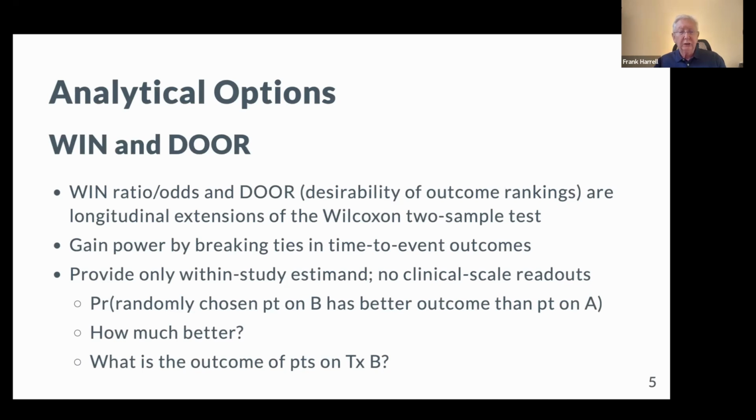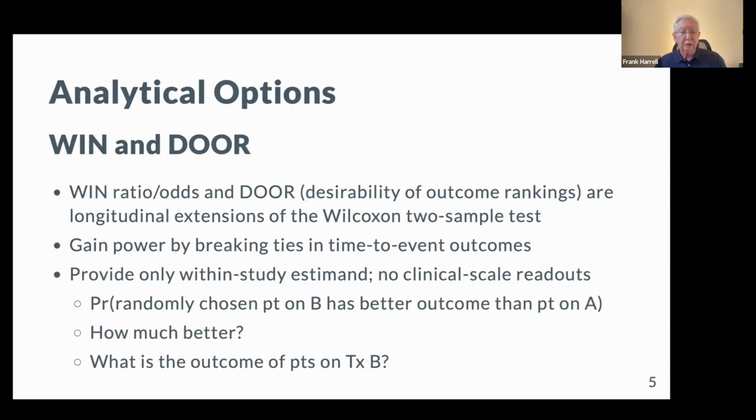In other words, you're calculating the probability that a randomly chosen patient on treatment B has a better outcome than a randomly chosen patient on treatment A. So that is the guts of the Wilcoxon test and the proportional odds logistic model. And that is a very useful quantity, which has been called the probability index in the literature. The question is, that's not a clinical readout. So you don't really translate that to a clinical metric.